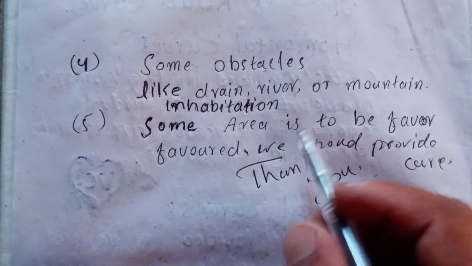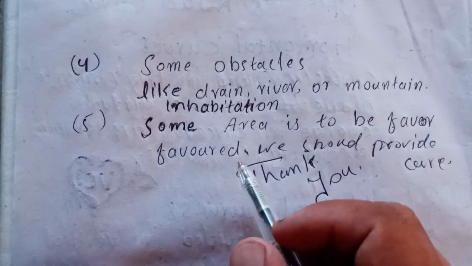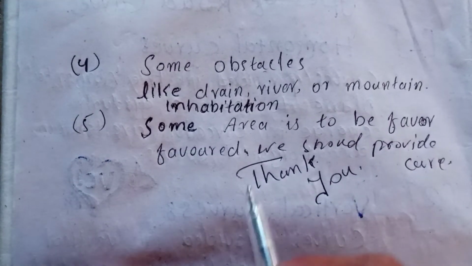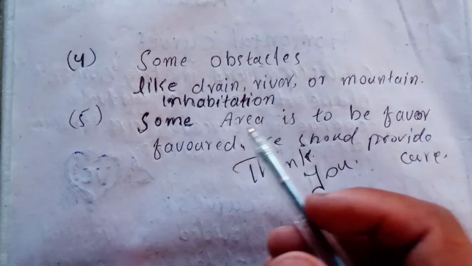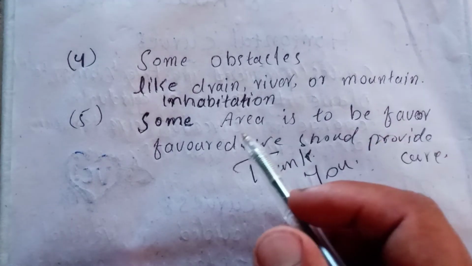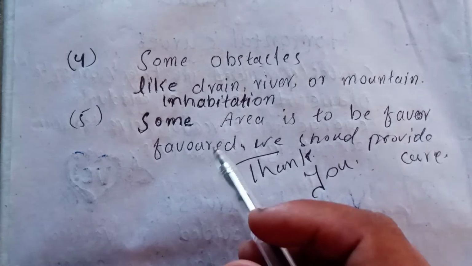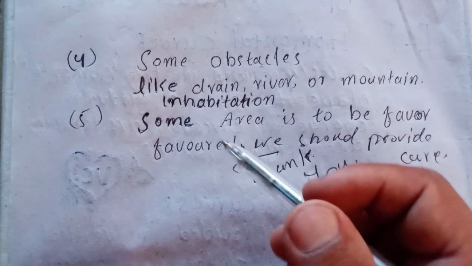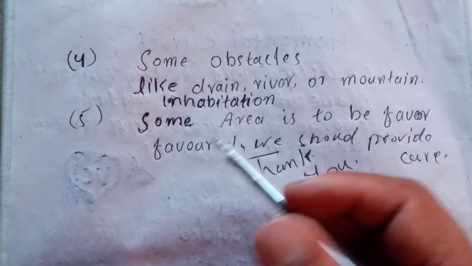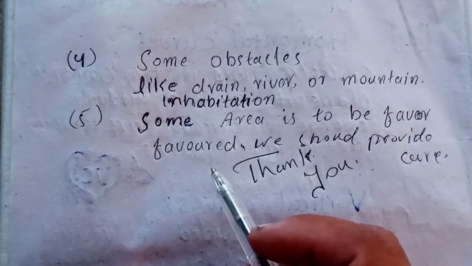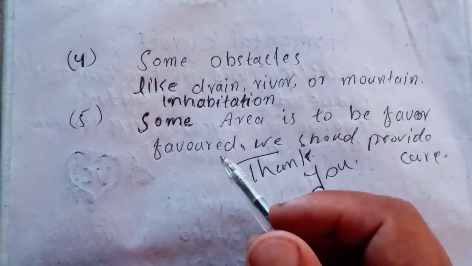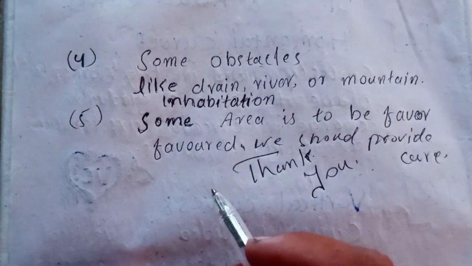Number five, some areas are to be favored, so we should provide a curve. It means that if there is a school which is very much favored, the road should be passed near the school or cities, and other commercial areas, different kinds of areas can be selected.